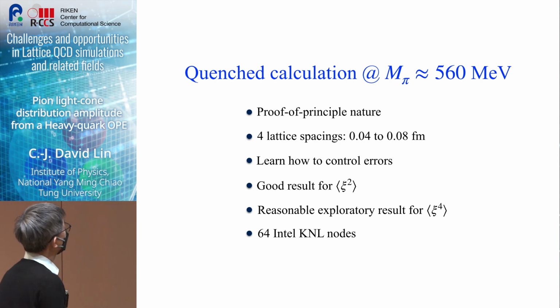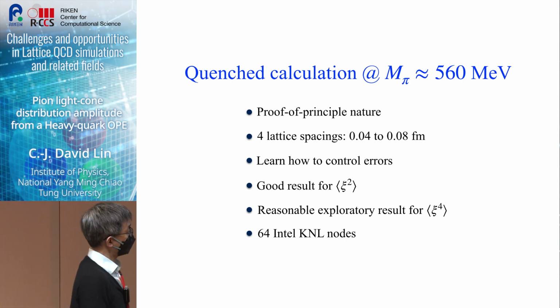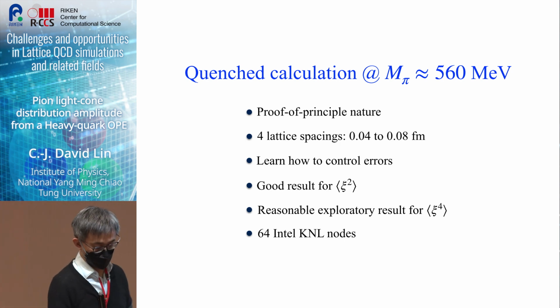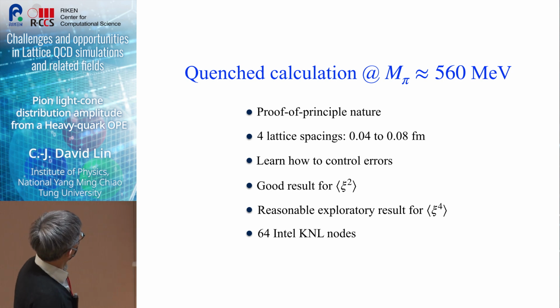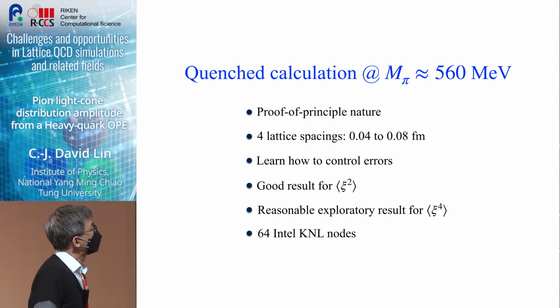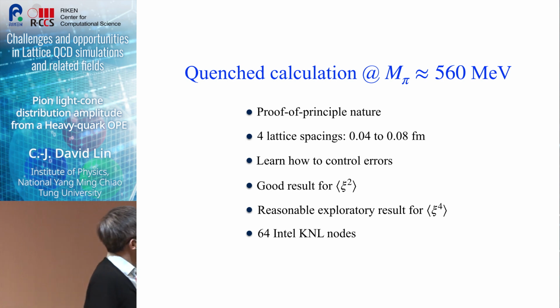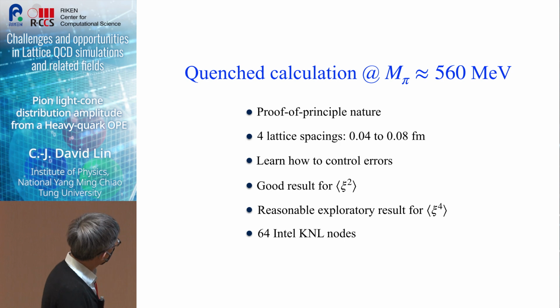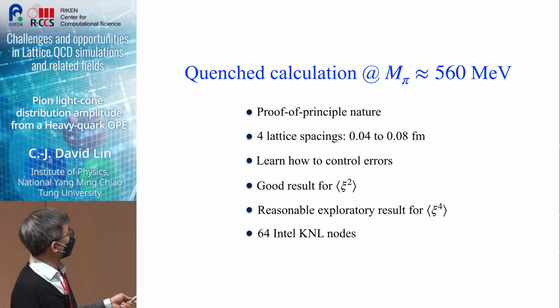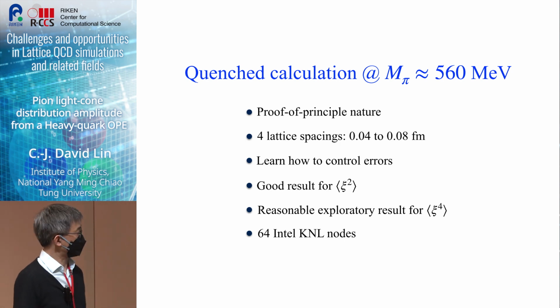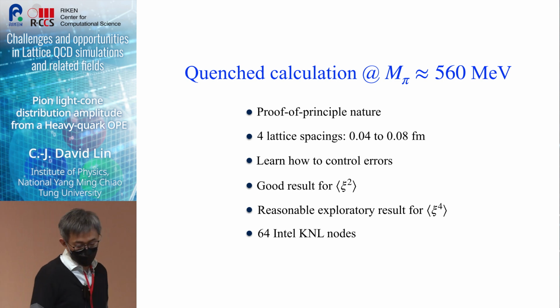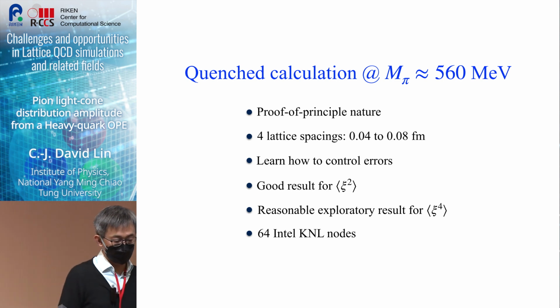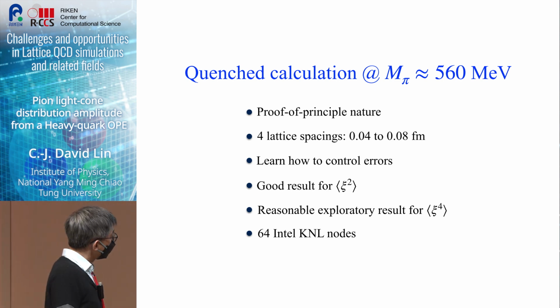So first, let me present a feasibility study, because this is actually something new, although it was proposed a long time ago, and it was never really studied in detail, in particular for numerical tests. For our first proof-of-principle calculation, we did it with a bunch of quenched ensembles at this unphysical pion mass, and we have 4 ensembles with 4 lattice spacings in this range. And the physical volume is fixed to be around 2 fm.